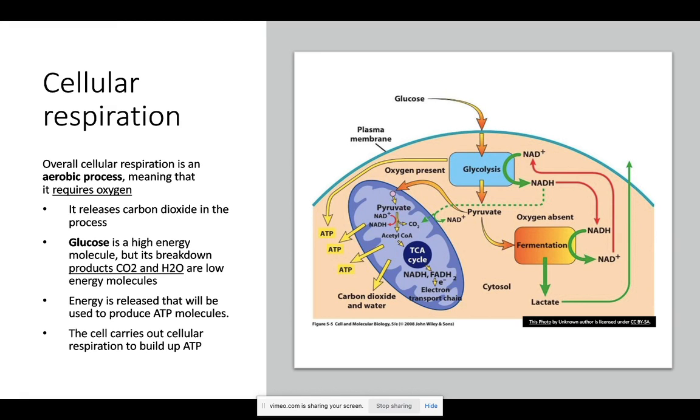Do you guys remember what a redox reaction is? A redox reaction is just a reaction in which you have either a gaining or losing of electrons, right? We know that redox stands for reduction and oxidation. And do you remember the mnemonic that I told you how to remember this by? That's right. Oxidation is losing electrons, and reduction is gaining. Exactly.